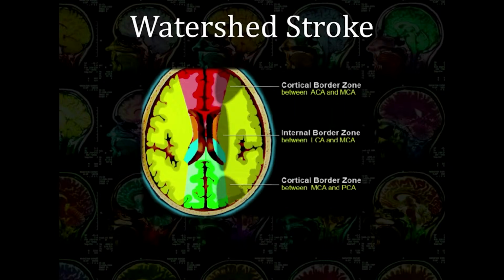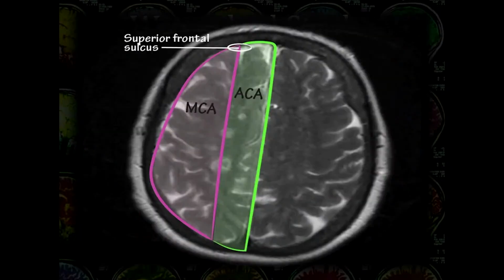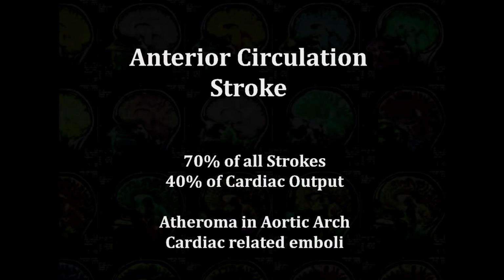And so if you have strokes that affect those middle areas, those watershed strokes then happen, and that's where you start seeing those ischemic processes. So they're border zone strokes. Essentially, you have areas where you have overlap in that blood circulation. And here's a great example of a CT scan showing specifically the superior frontal sulcus. You can see the middle cerebral artery and the anterior cerebral artery, where you have overlap in that area. If you have a stroke that is fed by both of those vessels or affects both of those circulation points, that's where you're going to see watershed strokes.